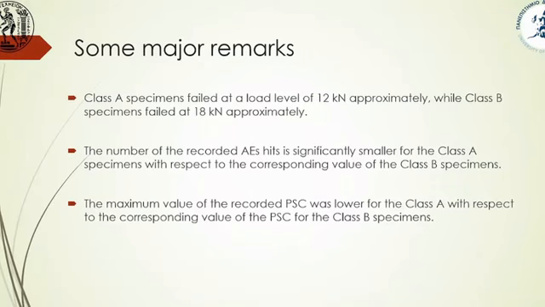First of all, for the class A specimens, those with high porosity, the failure load was approximately 12 kilonewtons, whereas for class B it was 18 kilonewtons. As I told you before, for class A we had fewer acoustic emissions than in class B, and the maximum value of the recorded PSC was lower for class A, whereas for class B it was higher.